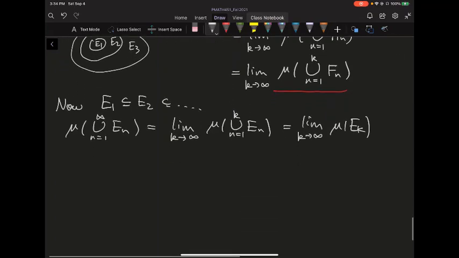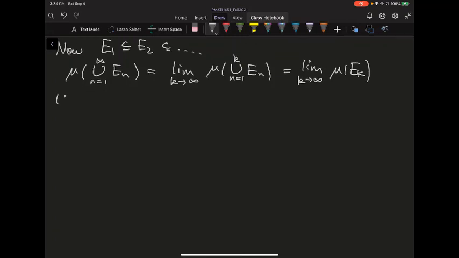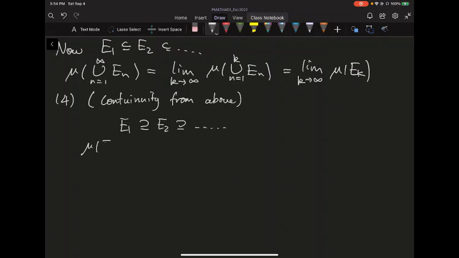All right, so the last property, I will just write it down. This is called continuity from above. You can do it with a decreasing chain. So suppose you have E1 contains E2, which contains E3, and so on. And let's assume the mu of E1 is less than infinity. So I need the first one to be a finite measure.